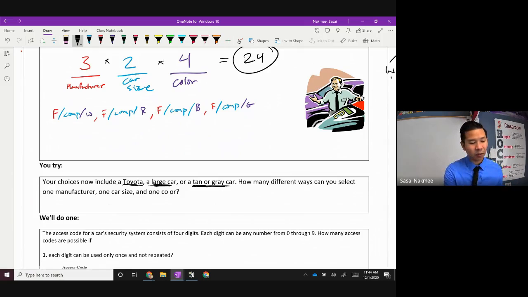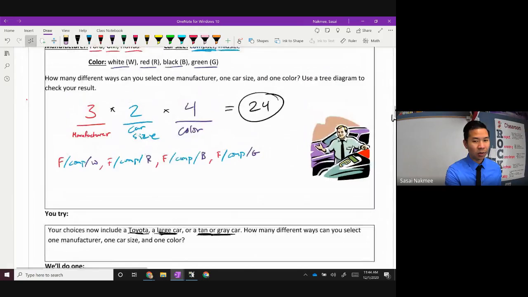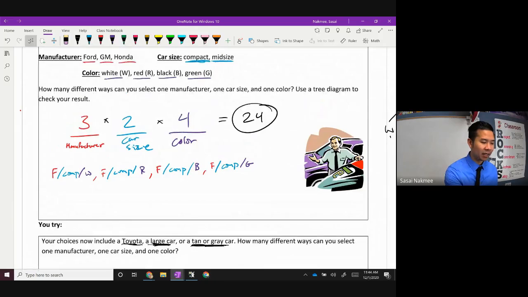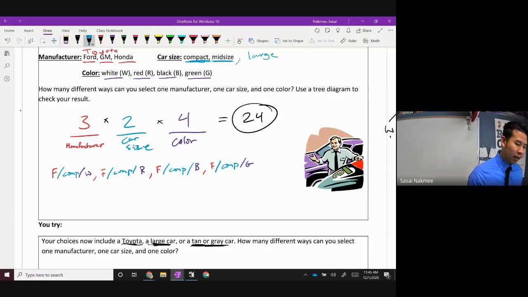Don't do a tree diagram for me on this one. Just tell me what the answer would be if you were looking at this same example, but you're going to add in a Toyota, right? The other thing you're going to add in here is the large car size and the two more colors. You're going to add in the colors tan and gray.